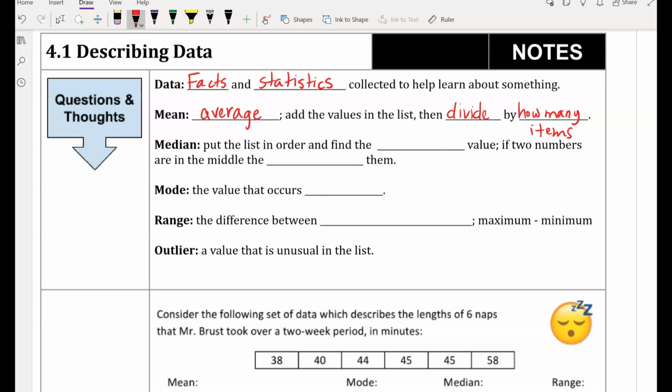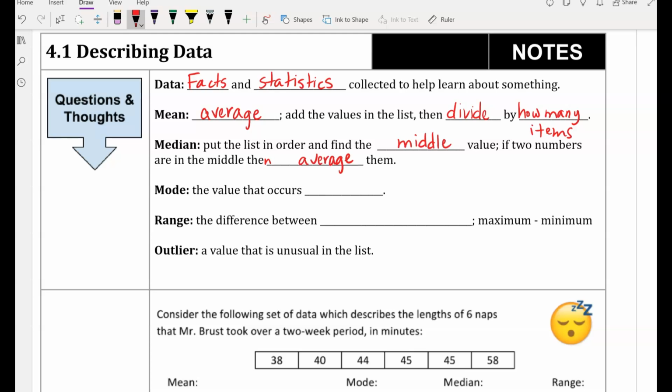One of the first things that we look at is the mean. Mean is just another word for average. You know averages when you average your grade. You add up your grades and you divide by how many grades you have. And we can do that with any kind of data to find the mean. We add the values in the list and then we divide that sum by how many items are in the list.